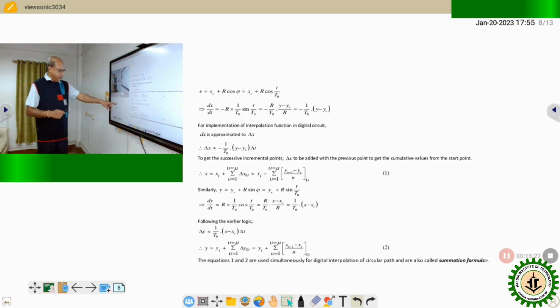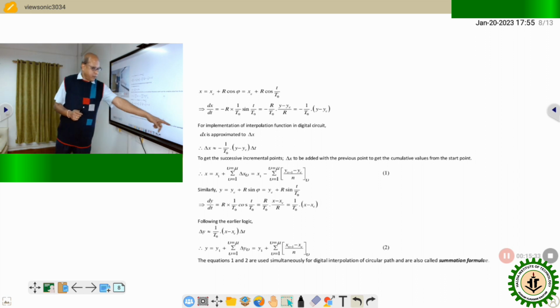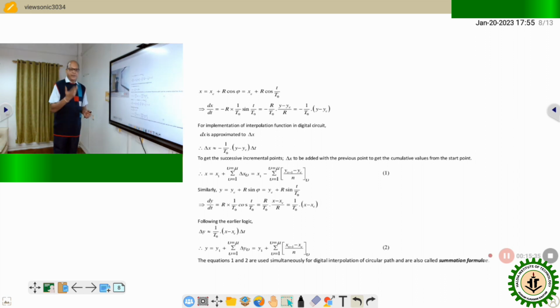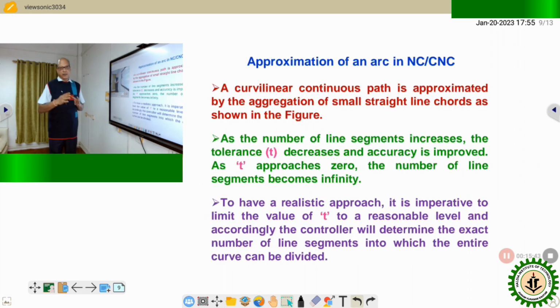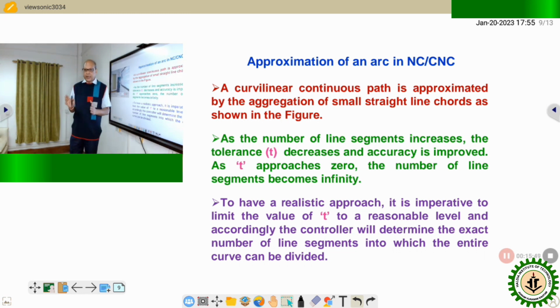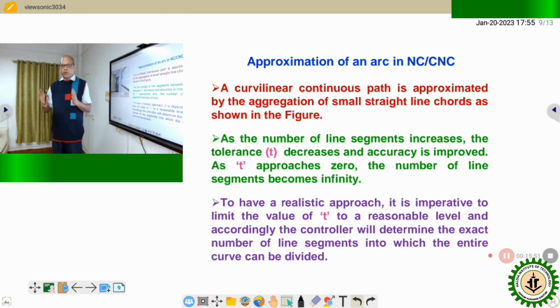So these two equations, number 1 and number 2, together are called the summation formula, similar to what we derived in the case of straight line interpolation. Once again I am telling you that it is extremely important to remember that there is no such mechanism in an NC-CNC system to guide the tool so that it can generate the exactly desired circular path. It is an approximation using a multiple number of small straight line segments.